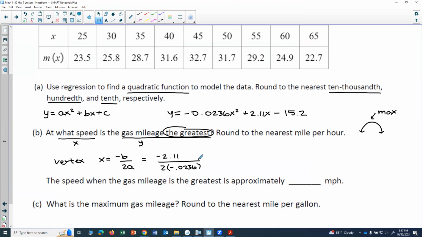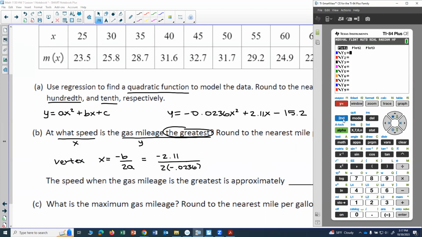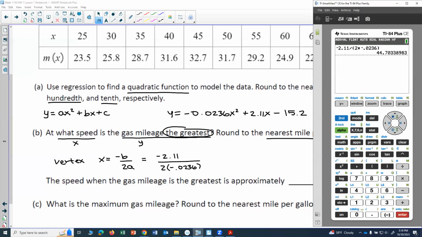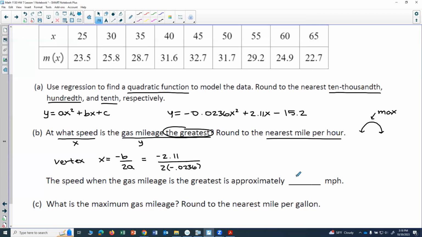And I just have to put that in my calculator. So I'll put negative 2.11 divided by parentheses 2 times negative 0.0236. And they say round to the nearest mile per hour. So 44.7 would round to 45. I'm going to go ahead and put 45 miles per hour is when the gas mileage is the greatest.